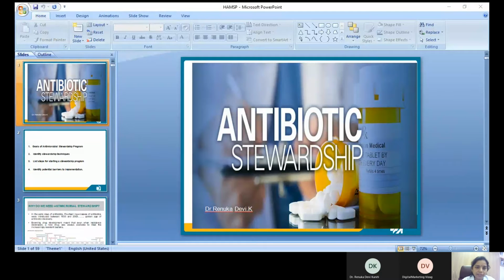So this is the new CDC data showing that unnecessary antimicrobial therapy was there in all the sectors of the phase. So antibiotic prescribing was not supported in 79% of the patients with community acquired pneumonia.